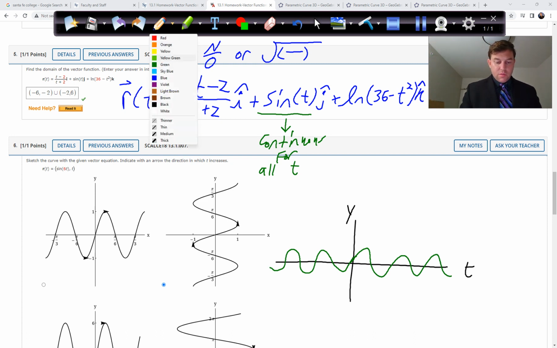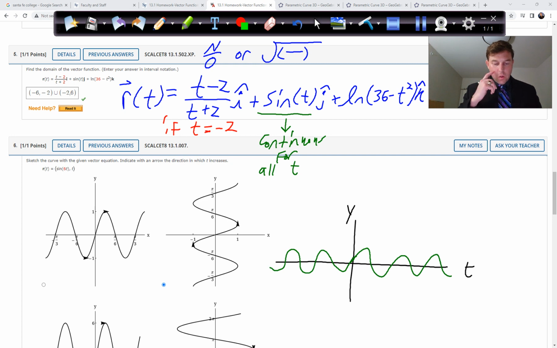Now the x term, I do see a problem. If t equals negative 2, imagine t was negative 2 right there, we would get a divide by 0 error. We'd have t minus 2 on top and 0 on the bottom. So we have to record over here, t should not equal negative 2, or I'll get divided by 0. But that is the only number that causes a problem for the I component.